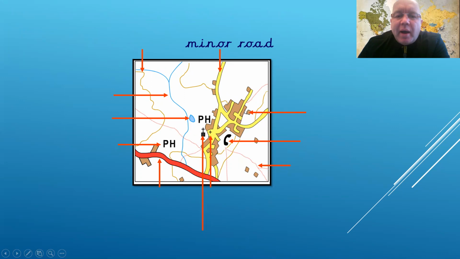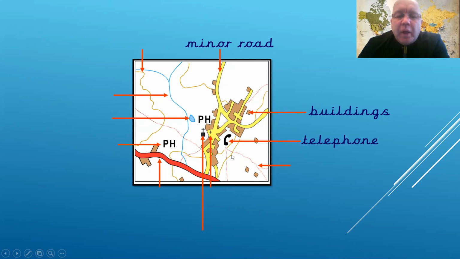What about these brown blobs? Well, they're buildings. Hopefully quite obvious. Some little standalone ones, some groups of buildings. Maybe a terrace or a large group of houses, or maybe even factories and large buildings of that type. But you can see that these brown areas are buildings.